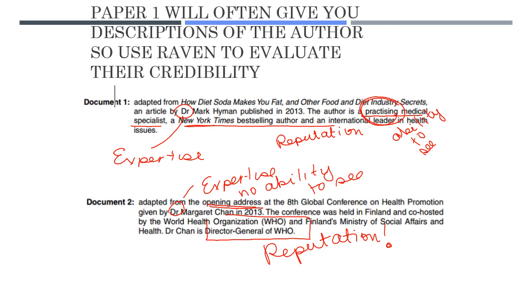Based on what the passage tells me, I can see that document 1, they're a doctor, and they're a New York Times bestselling author. Reputation. The fact that they're still practicing medicine means they have ability to see because they have patients, and this also gives them expertise. Similarly, document 2 is also a doctor, so expertise, and they work for the World Health Organization, which is one of the top organizations in the world, and they're the director, so that gives them reputation. So that took you through the basics that we will continue to build on throughout the first quarter of Global.